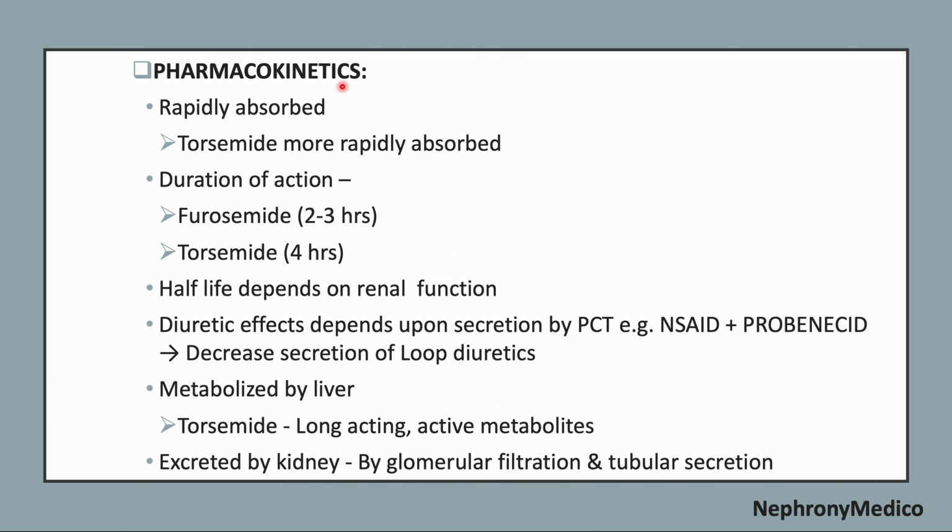Now, pharmacokinetics. It is rapidly absorbed, out of which torsemide is more rapidly absorbed. The duration of action is 2 to 3 hours for furosemide and 4 hours for torsemide. Half-life depends on the renal function, and the diuretic effect depends upon the secretion by the PCT. It is metabolized by the liver and excreted by the kidney.